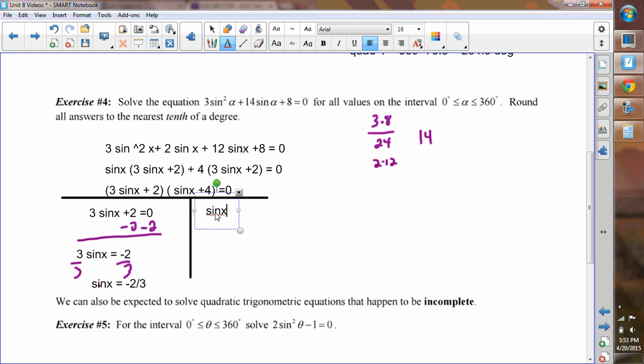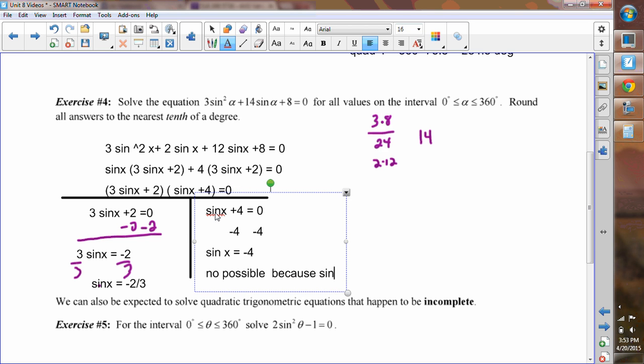Over here you have sine of x plus 4 equal to 0. Subtract 4 from both sides. You get sine of x is equal to negative 4. This is not possible. Sine must be between negative 1 and 1. In this case, it's not. I'm going to pause, and then I'm going to put up the answer to solving this piece and give you all the answers for this section.